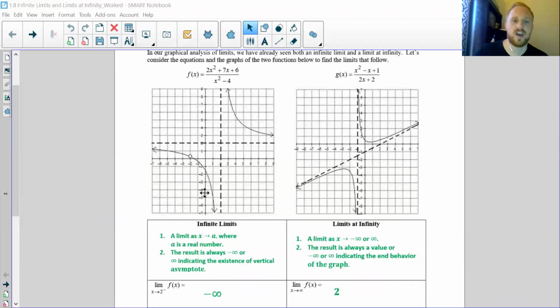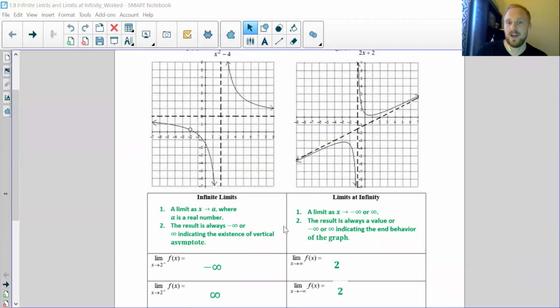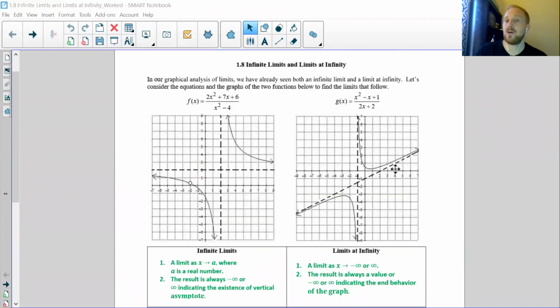For instance, let's look at x equaling 2. If we approach the limit as x approaches 2 from the left, you'll notice that it goes to negative infinity. And as x approaches 2 from the right, it goes to positive infinity. So this is known as an infinite limit. The next one is called limits at infinity.